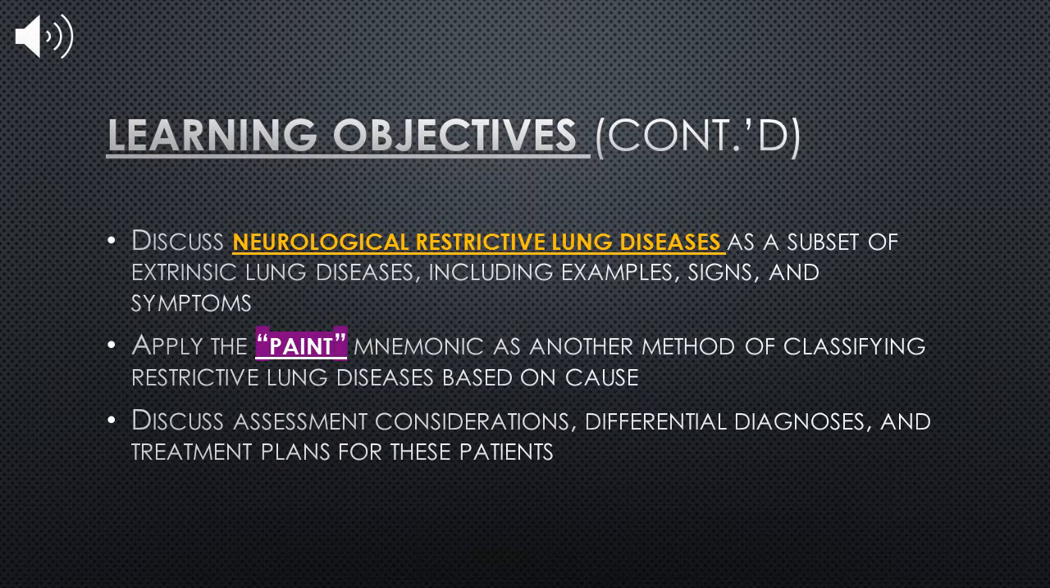Next, we're going to look at a particular subset of extrinsic restrictive diseases, the neurological subset. We'll go through some examples. We'll take a real brief look at the PAINT mnemonic, which is another way you can break down restrictive diseases based on, again, what part of the anatomy is involved. And then running throughout this will be a case study.